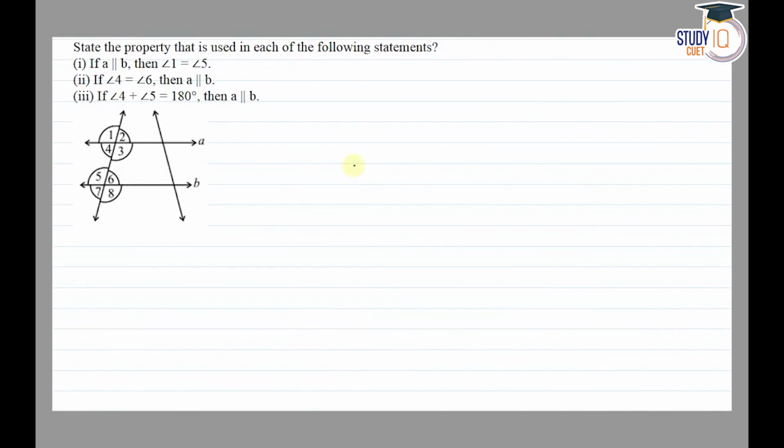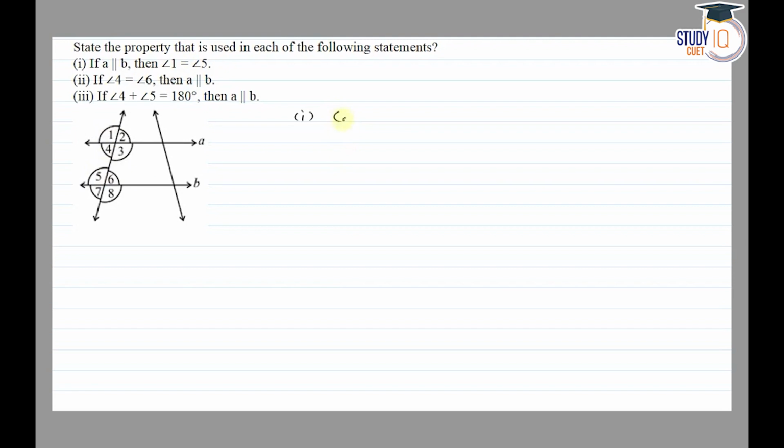Hello everyone, this question appears in class 7th NCERT chapter of lines and angles. This is first question of its exercise 5.2. So the question says that state the property that is used in each of the following statements. So first is if A parallel to B, then angle 1 is equal to angle 5. So 1 is equal to 5.